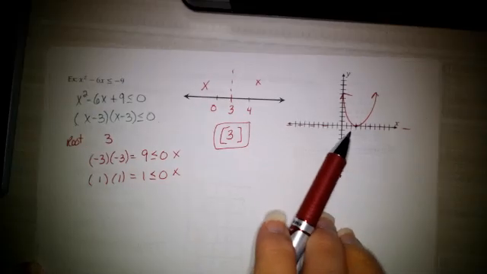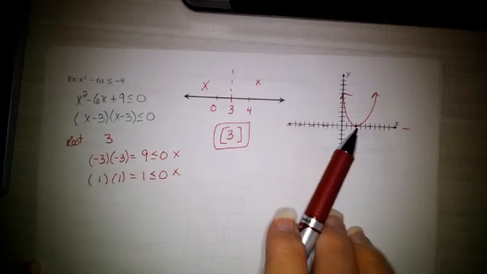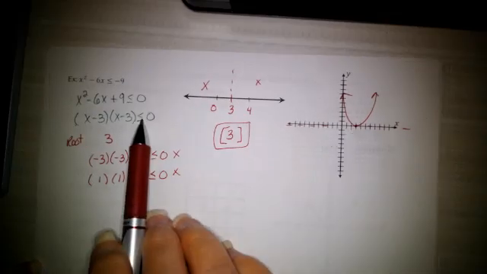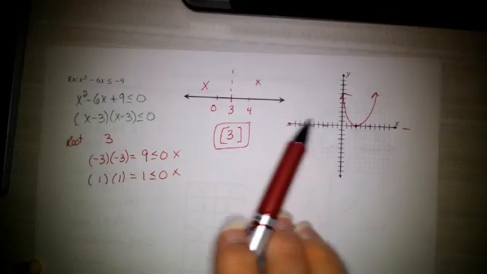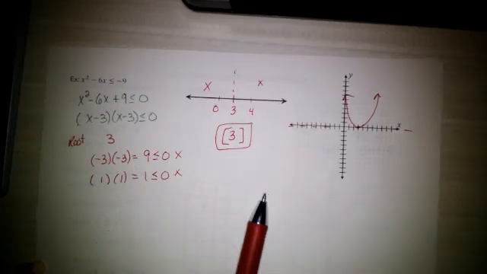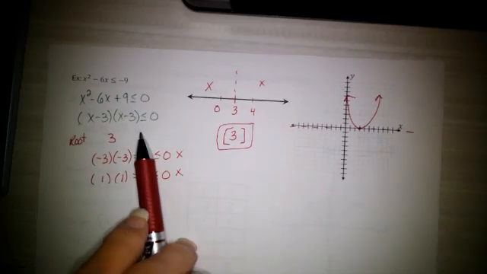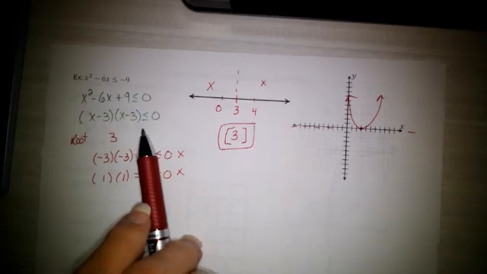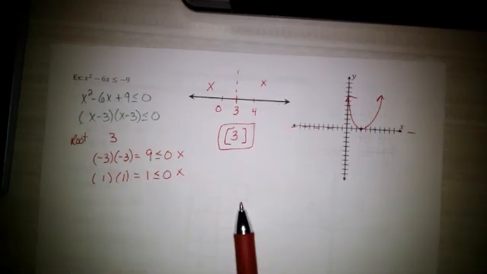That was an unusual case, but when you look at the graph, it makes sense. The only place where it could be equal to 0 was 3, because this graph is never less than 0. So if the question had said less than, there would be no solution. But because it says less than or equal to, that is our solution.